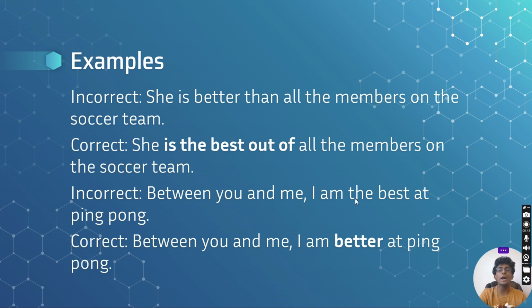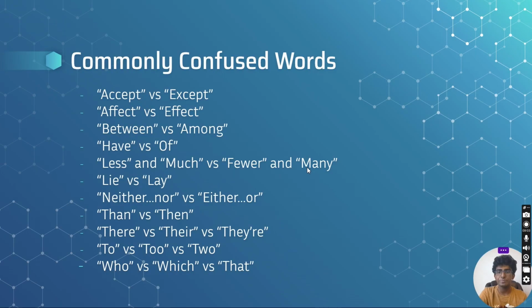Another example, between you and me, I'm the best at ping pong. You're explicitly saying you and me, so it's two people. We're using a comparative word here. So instead of "the best," we're saying "I am better at ping pong." So these ones are pretty simple. Just know whether you're doing comparison to three or more versus two.